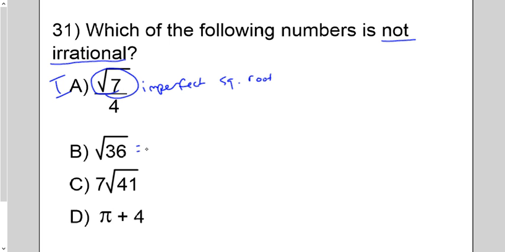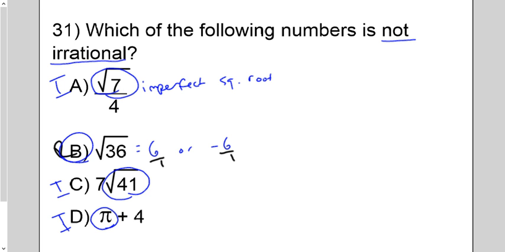This square root of 36 is 6. Positive 6 or negative 6, how do you make those into a fraction? Put a 1 under it. So this is going to be our answer. This one is our rational number. Right here, though, I just want to show you this is an imperfect square root, and this is pi. And whenever you see an imperfect square root or pi involved, you know to go ahead and consider it irrational. So B is our answer.